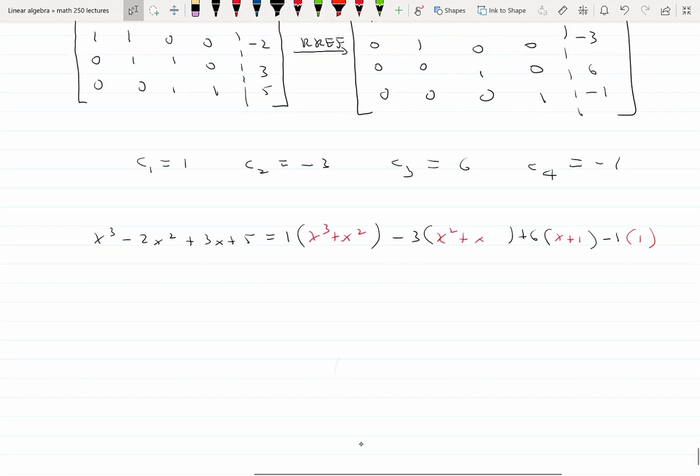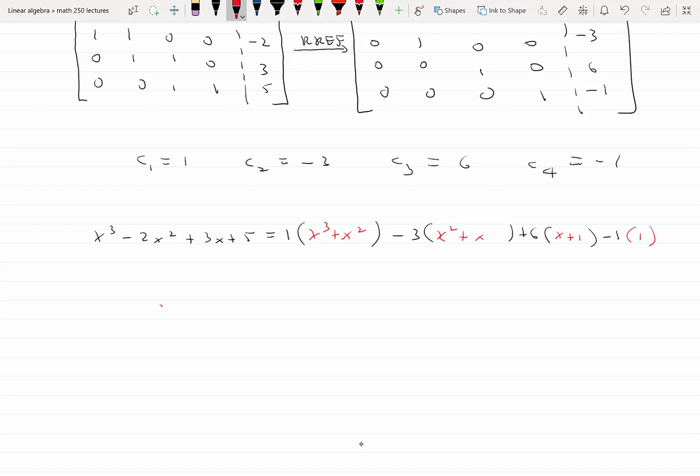Okay, so to end the video segment, we were looking for the coordinate vector of p with respect to the basis beta, which is simply the column vector 1, -3, 6, and -1. Okay, we're not going to see too much usage of the coordinate vectors until chapter 5, but they do come back in a big way in chapter 5, in particular in section 5.3.